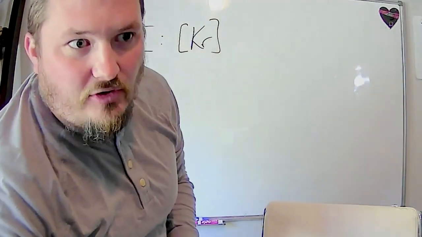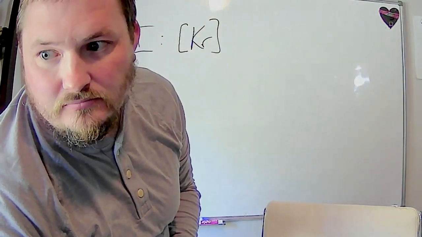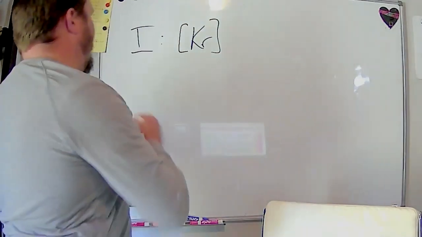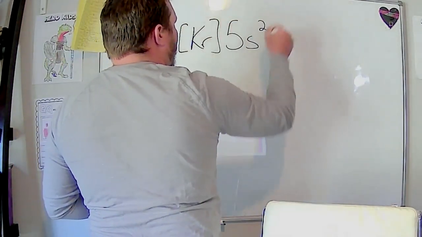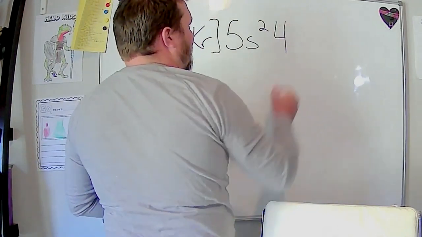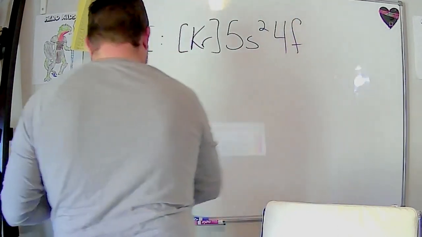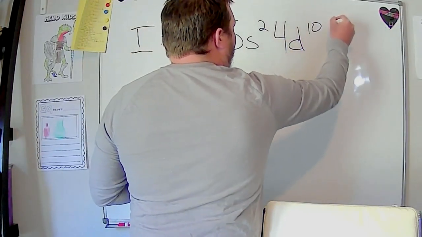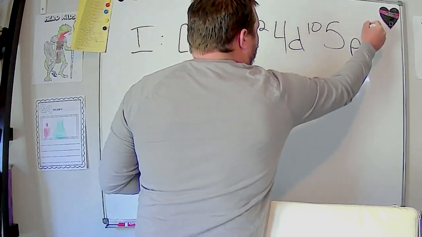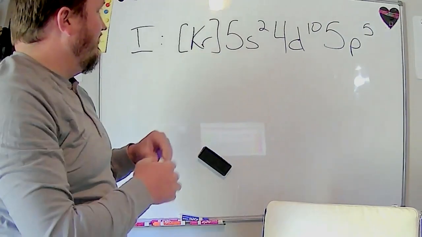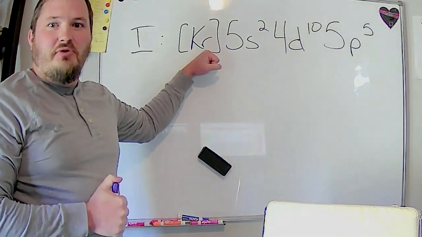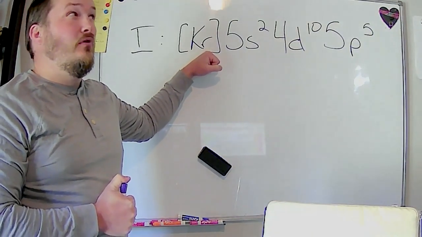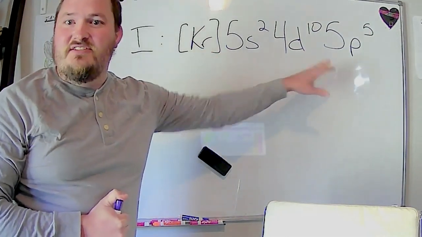And then you'd go from there. After krypton, you go back and look at your periodic table, we're in the fifth row of the periodic table. So we would say 5s2, and we have to go to the d block. We drop down a level, so it's 4d10. Then 5p5. So that's how we use that shorthand to avoid having to write 1s2, 2s2, 2p6, 3s2, 3p6, 4s2, 3d10, 4p6, and then all of this, right?